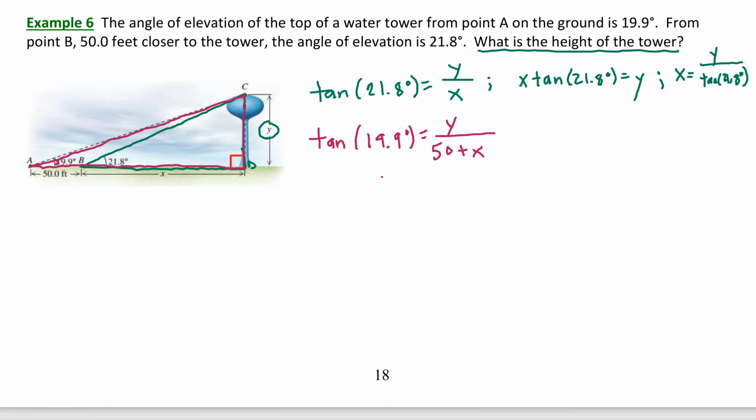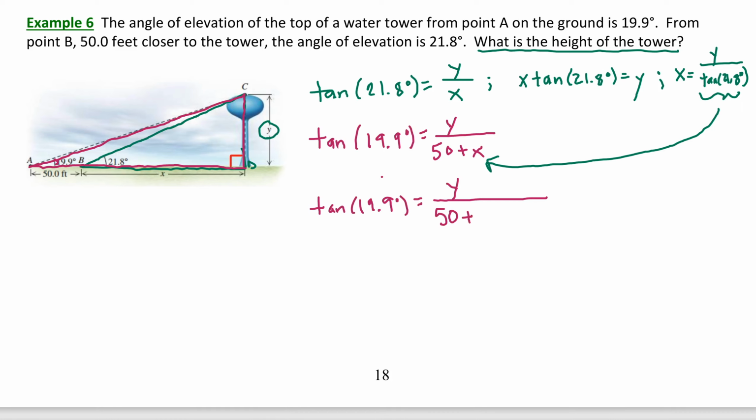So now I'm going to take this information and plug it in for x right here. Let's see what that looks like. We have tangent of 19.9 degrees equals y over 50 plus our new y, which is y over tangent of 21.8 degrees. So we have a pretty complicated equation here. We've got a complex fraction in the bottom, but our equation is in terms of y, and that's what we're looking for. So next we need to solve this equation for y.